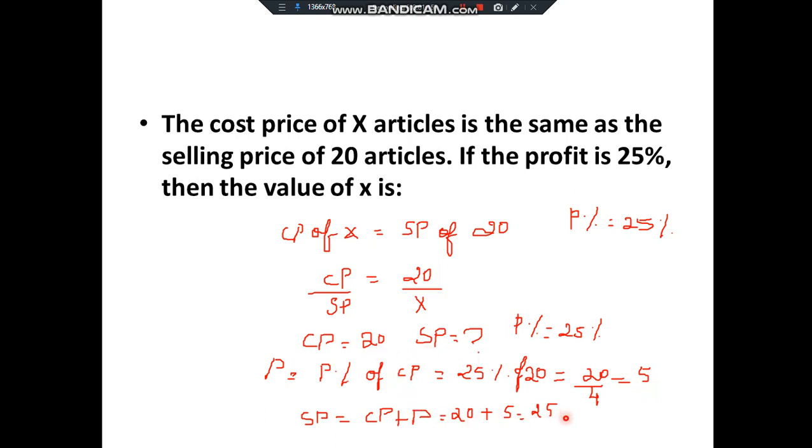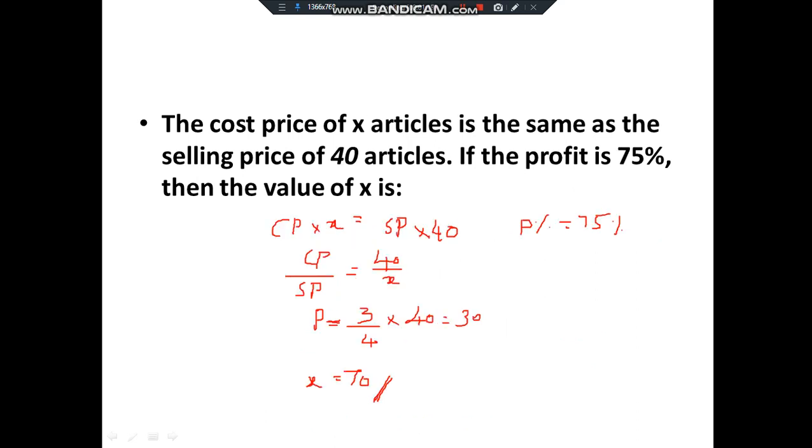We'll solve one more question. See, the cost price of X articles is the same as the selling price of 40 articles. If the profit is 75%, then find the value of X. So CP of X is equal to SP of 40. So CP by SP is equal to 40 by X. So CP is equal to 40, SP is equal to X, that we have to find, and profit percentage is equal to 75%. So first we have to find profit.